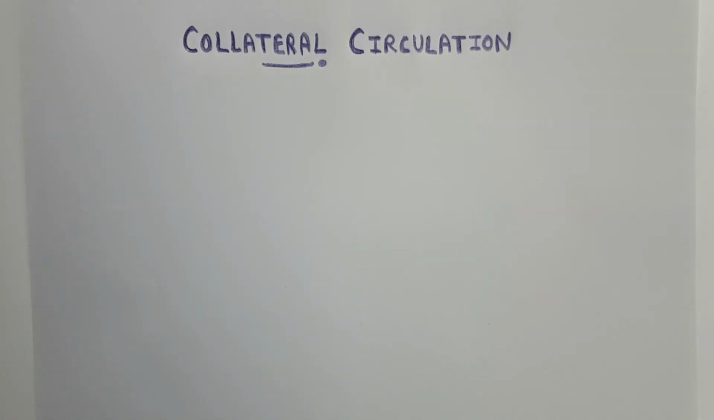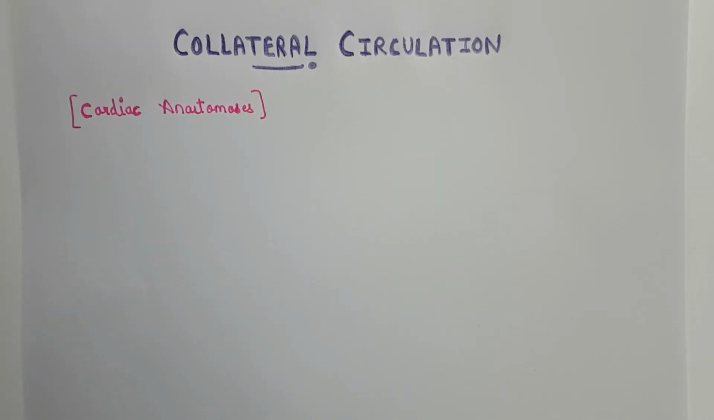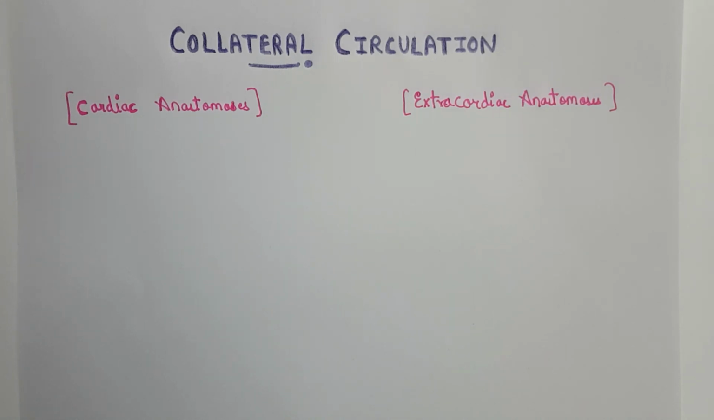Now let us take a quick review about the collateral circulation. There are two types of collateral circulation present in the heart. First is the cardiac anastomosis and second is the extracardiac anastomosis. In the cardiac anastomosis, the two coronary arteries, that is the left and the right coronary arteries, anastomose with each other in the myocardium.